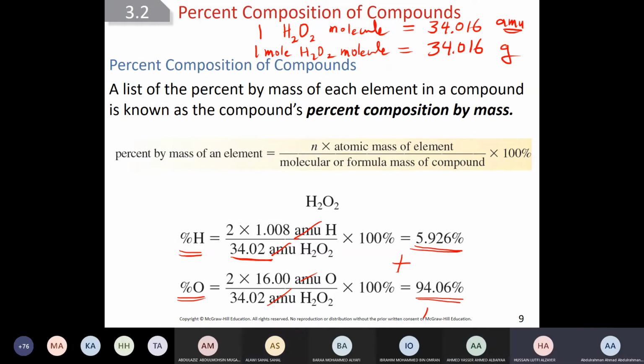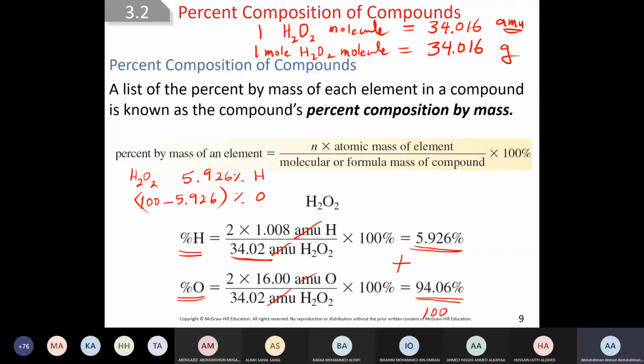It will be 100. It will always be 100. If you add the percentage of all the atoms, it will always be 100. So if I tell you that in a compound, which is H2O2, I have 5.926% hydrogen, then what's the percentage of oxygen? 94. How do you know that? Subtract from 100. 100 minus 5.926. Is this clear? Okay.